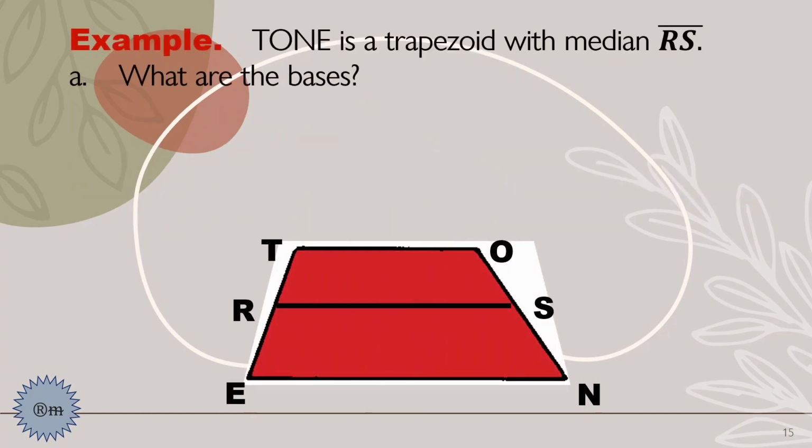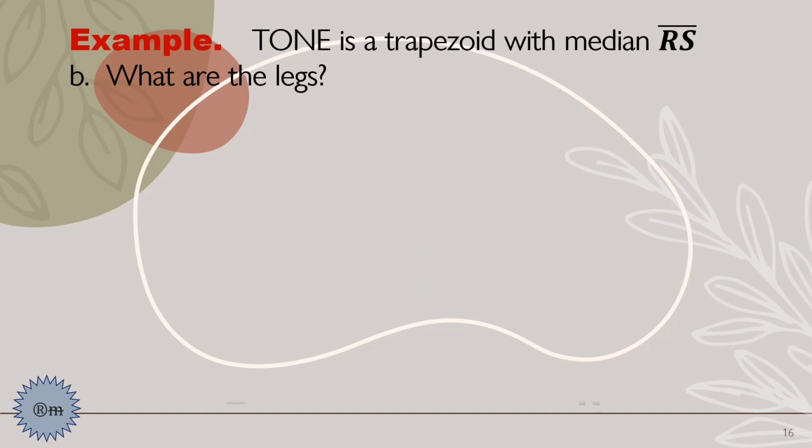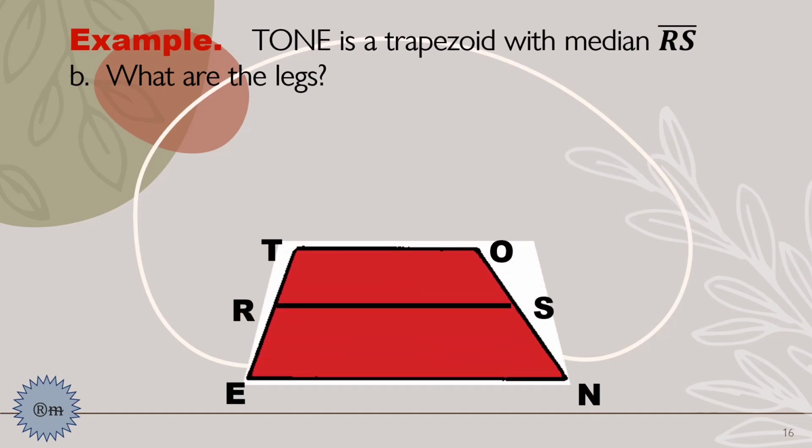Using the figure for trapezoid TONE, the bases are line segment TO and line segment NE, or EN. The legs are the non-parallel sides. So in this figure, the legs are line segment TE and line segment ON.